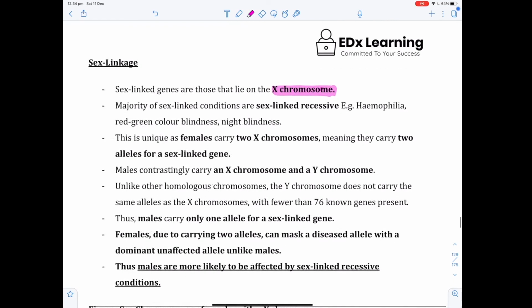Another more interesting condition is hemophilia. Has anyone heard of hemophilia before? Any ideas what it is? Anyone follow the royal family? The blood doesn't clot. Yeah, the blood does not clot.